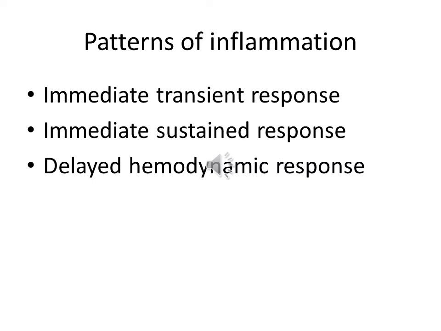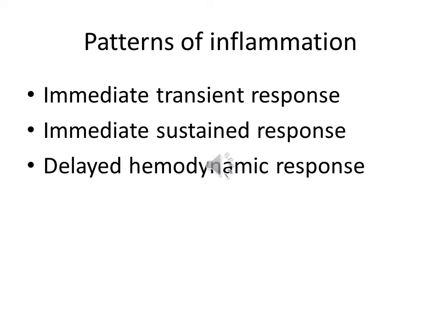There are 3 basic patterns of inflammation. Intermediate transient response occurs with minor injury. Inflammation develops rapidly and lasts only a short time, usually 15 to 30 minutes. It usually involves only the small venules. This is the type of reaction we might get if we scratch our arm.